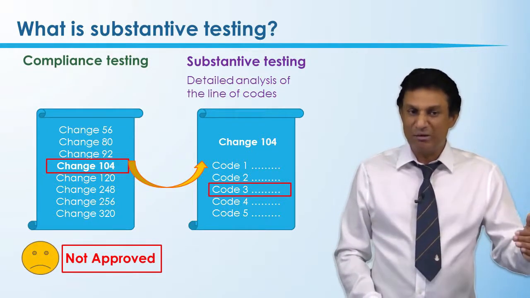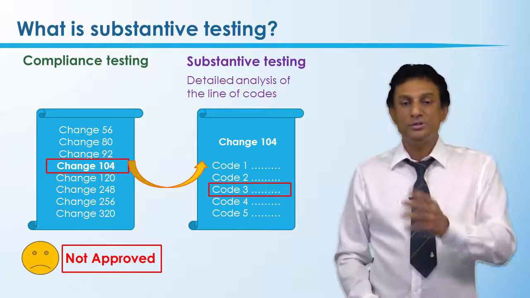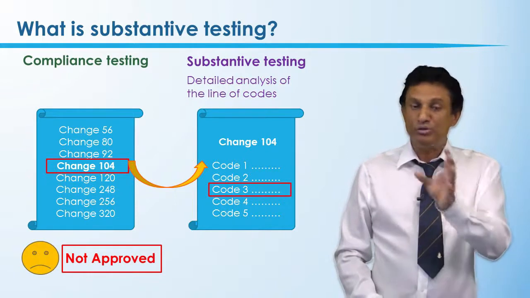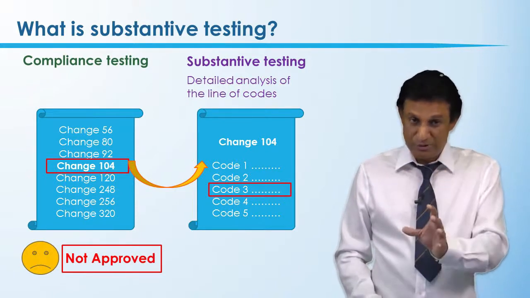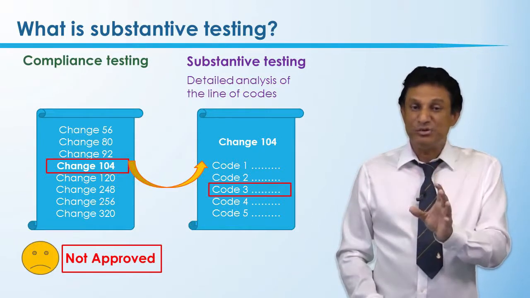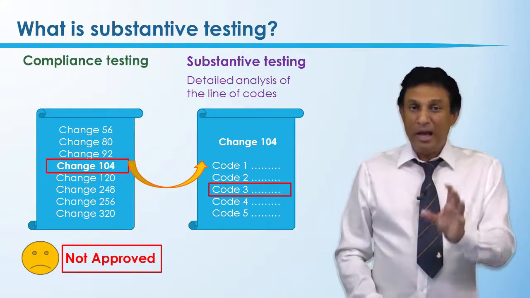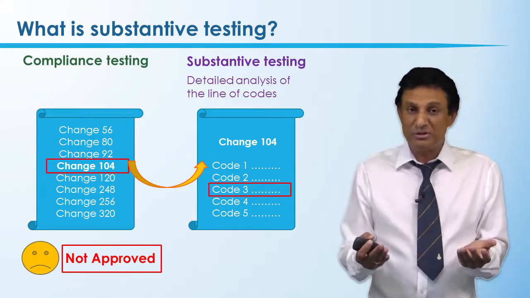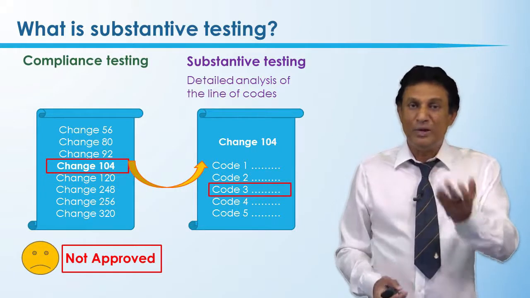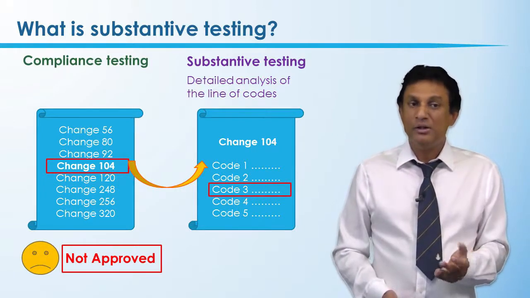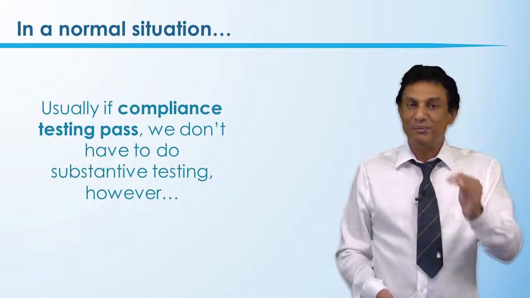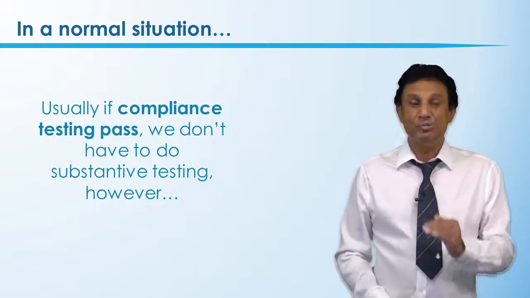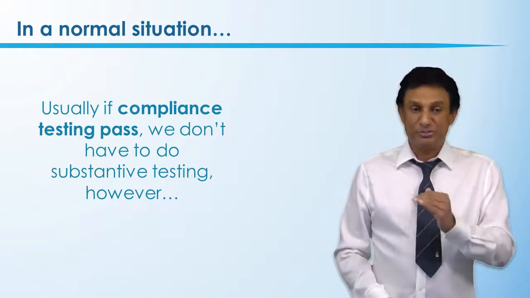So if compliance testing fails, we do substantive testing. If compliance testing passes, we may not need to do much substantive testing, because substantive testing takes a very long time. And of course, when we go for compliance in an organization, we have limited time, so we are not going to spend too much time on that. The rule of thumb is this: if compliance testing passes, we don't have to do too much substantive testing. That's the normal situation, right?